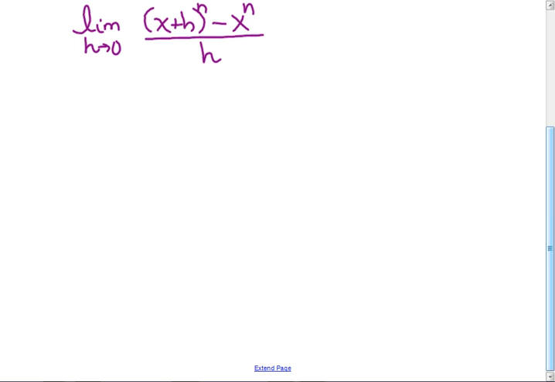So if we look at expansions of x plus h to the 0, that's 1, right? Okay, guys? Brant? X plus h to the first is 1 times x plus 1 times h. Remember Pascal's triangle? 1.